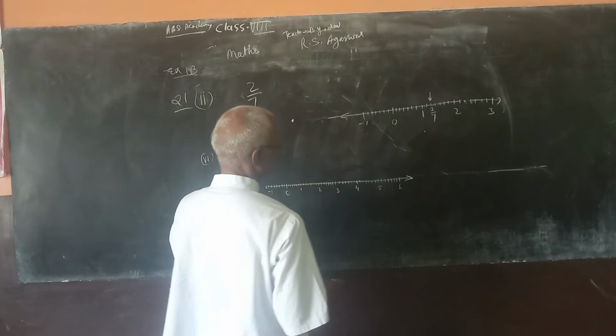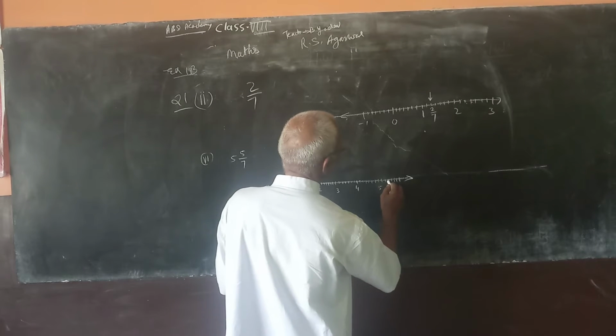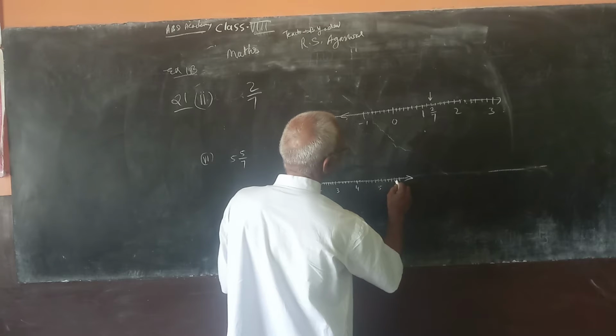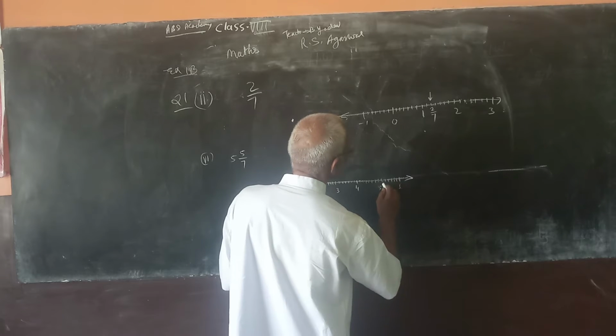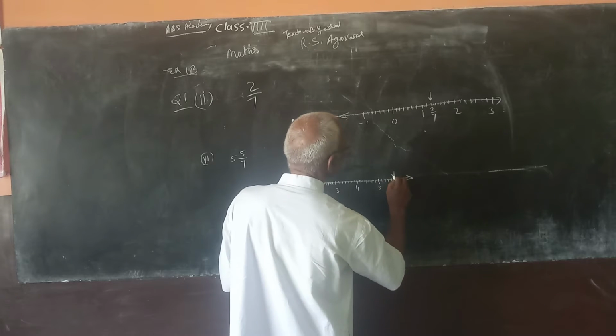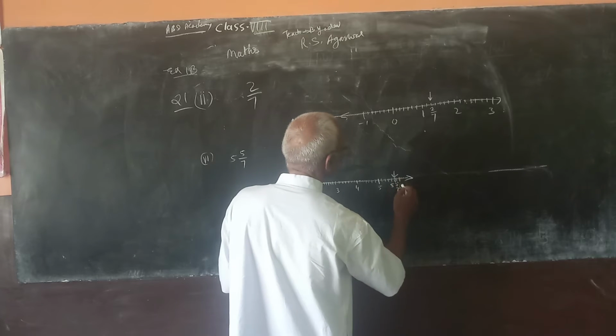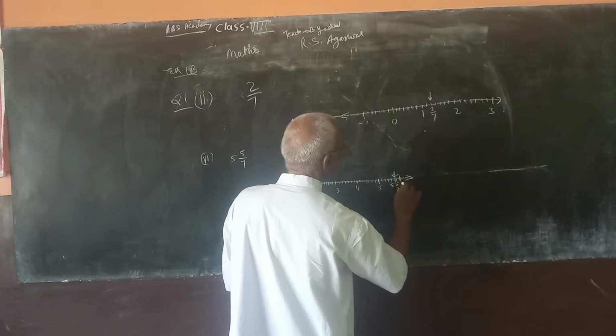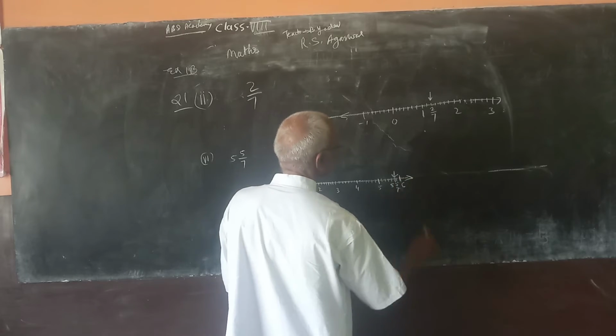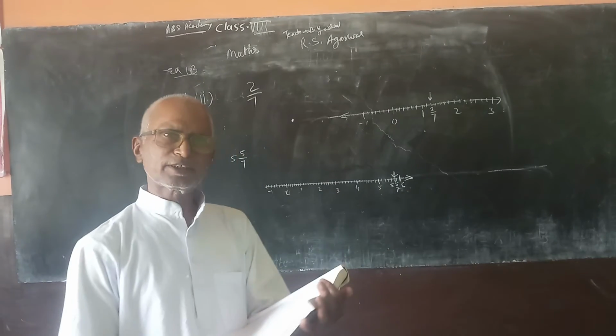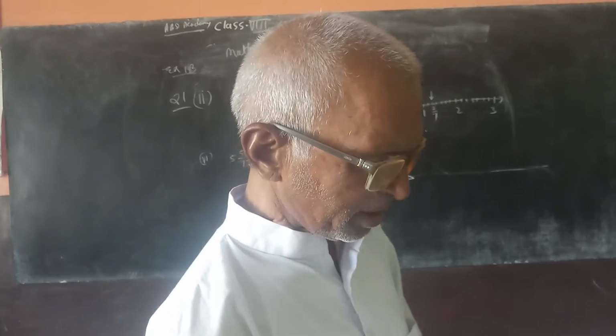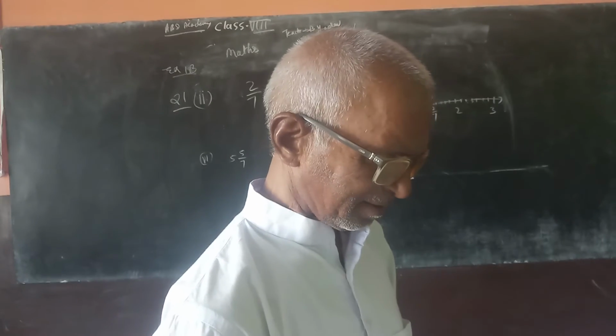This is 0 here. 5 by 7. 1, 2, 3, 4, 5, 6, 7. 5 out of 7. 1, 2, 3, 4, 5. 5 is here. 1, 2, 3, 4, 5, 6, 7. So here is 5 by 7. About this mark where the arrow indicates, 6 is here. Likewise, this is the way how a number can be represented on the number line.